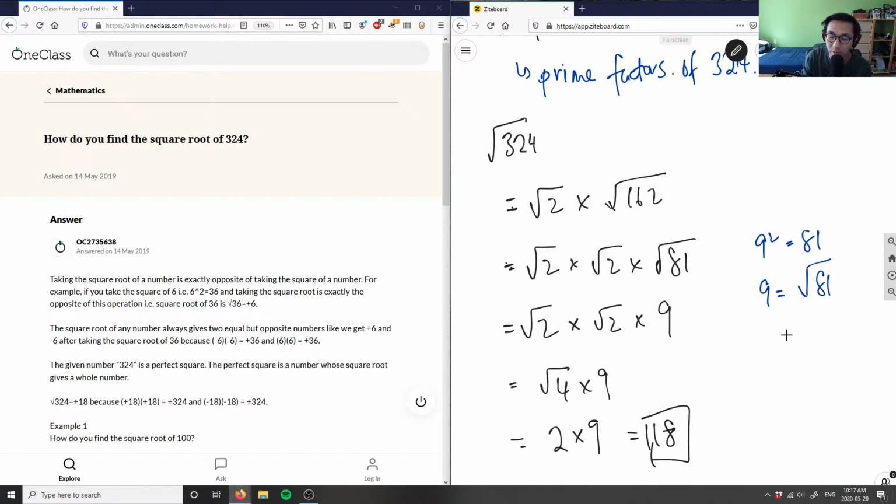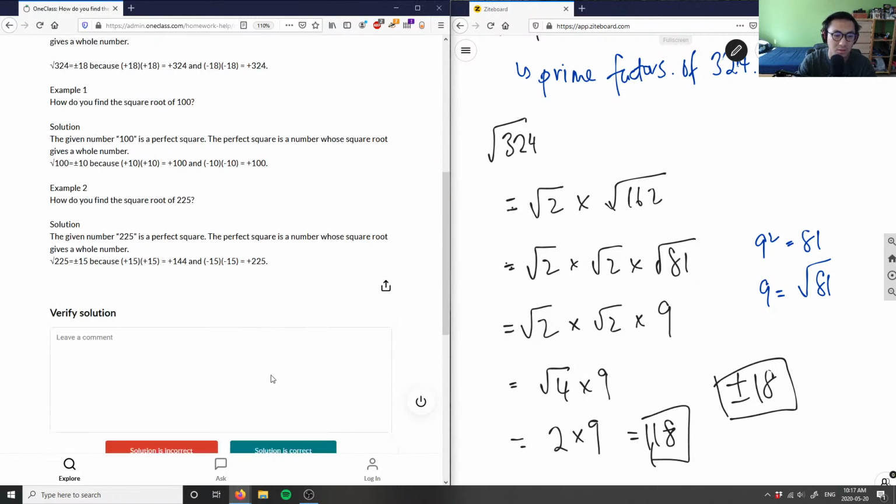If you want to be really specific, you can say plus or minus 18 is the square root of 324. And as you can see, the solution is correct because you have plus or minus 18 here. So the solution is correct.